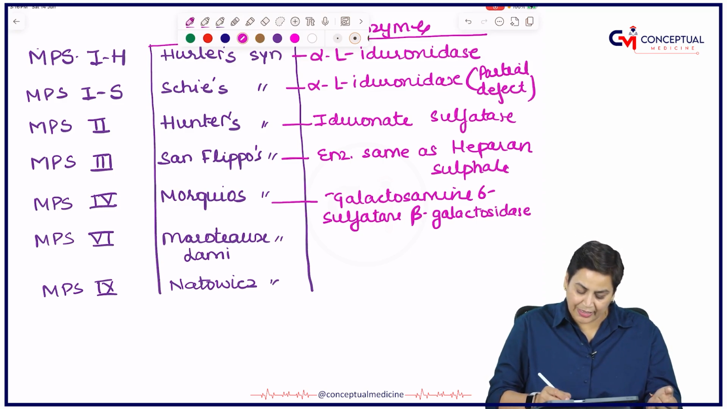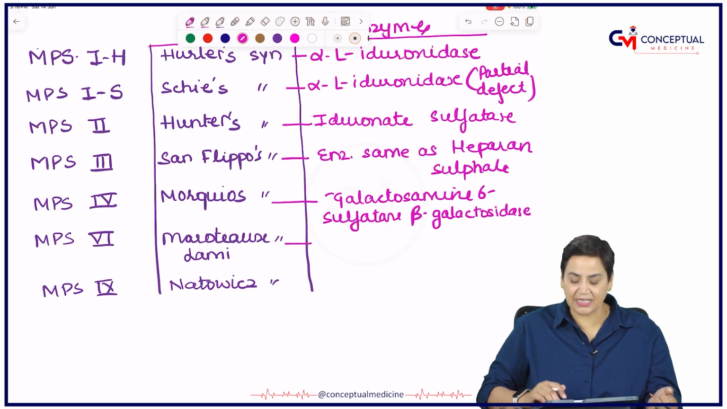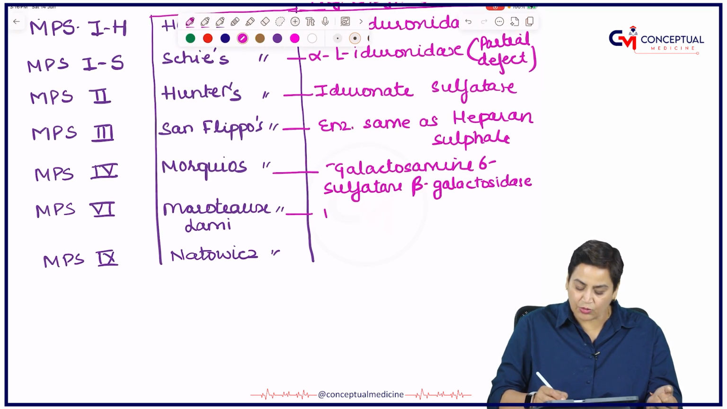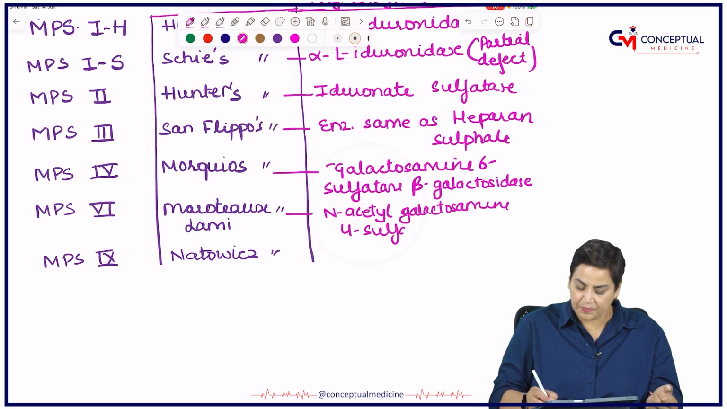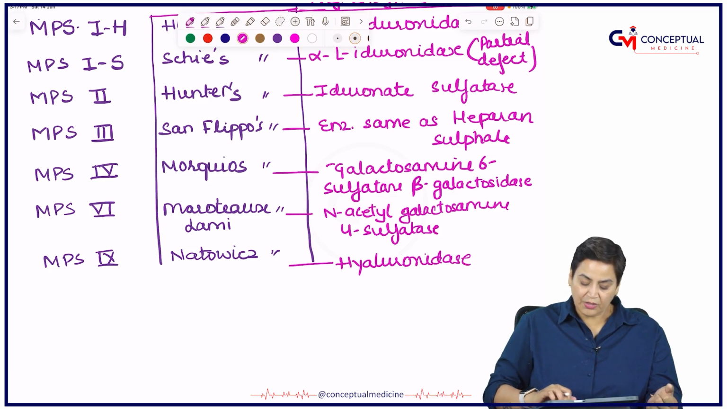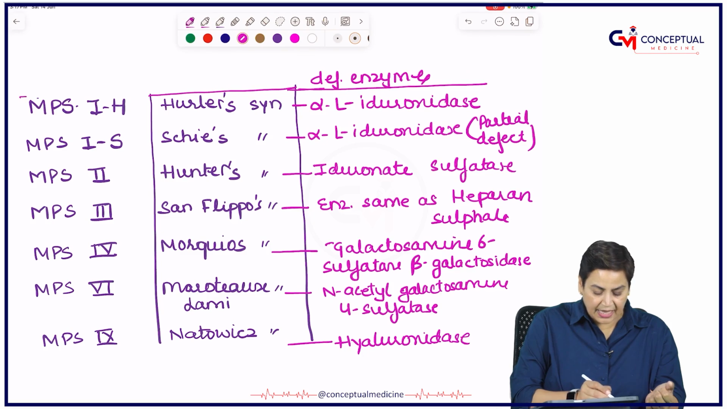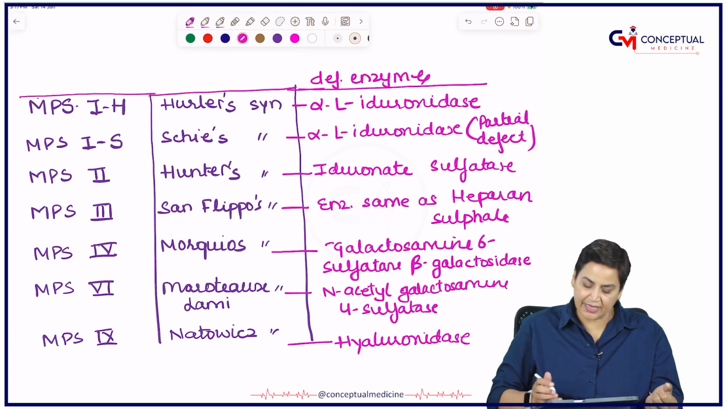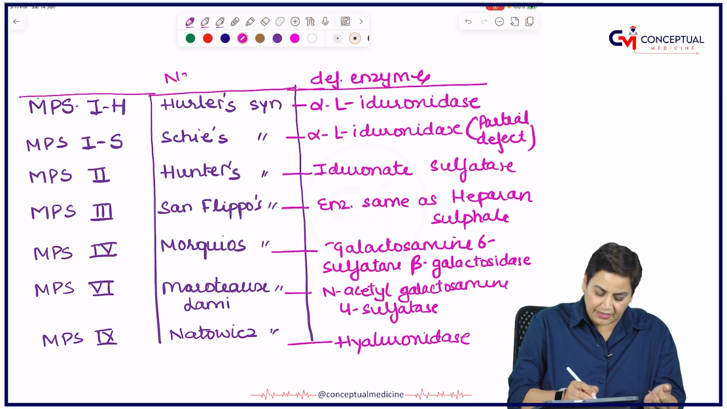And here in Maroteaux-Lamy syndrome, it is N-acetylgalactosamine 4-sulfatase. And if we talk about Natowicz, it is hyaluronidase. So these are the deficient enzymes in mucopolysaccharidosis. This is the name of the disease.